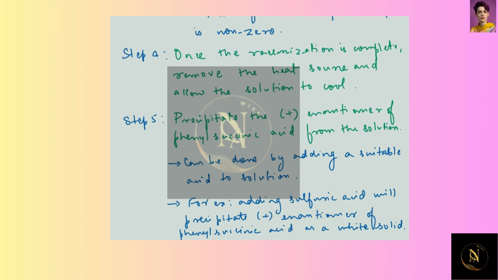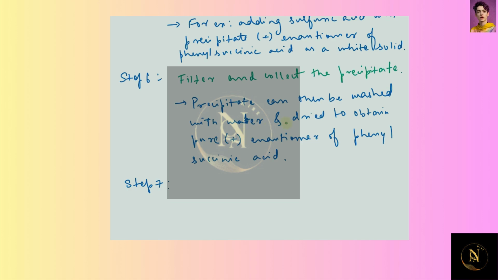Next is step 6. Filter and collect the precipitate. Precipitate can then be washed with water and dried to obtain pure plus enantiomer of phenylsuccinic acid.